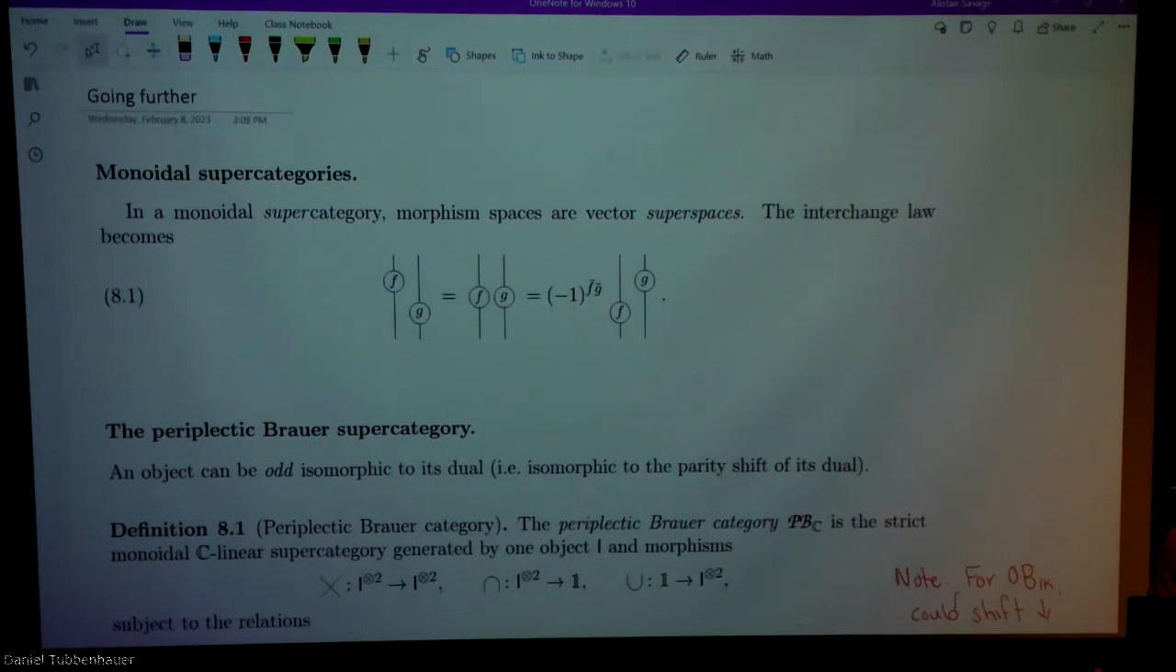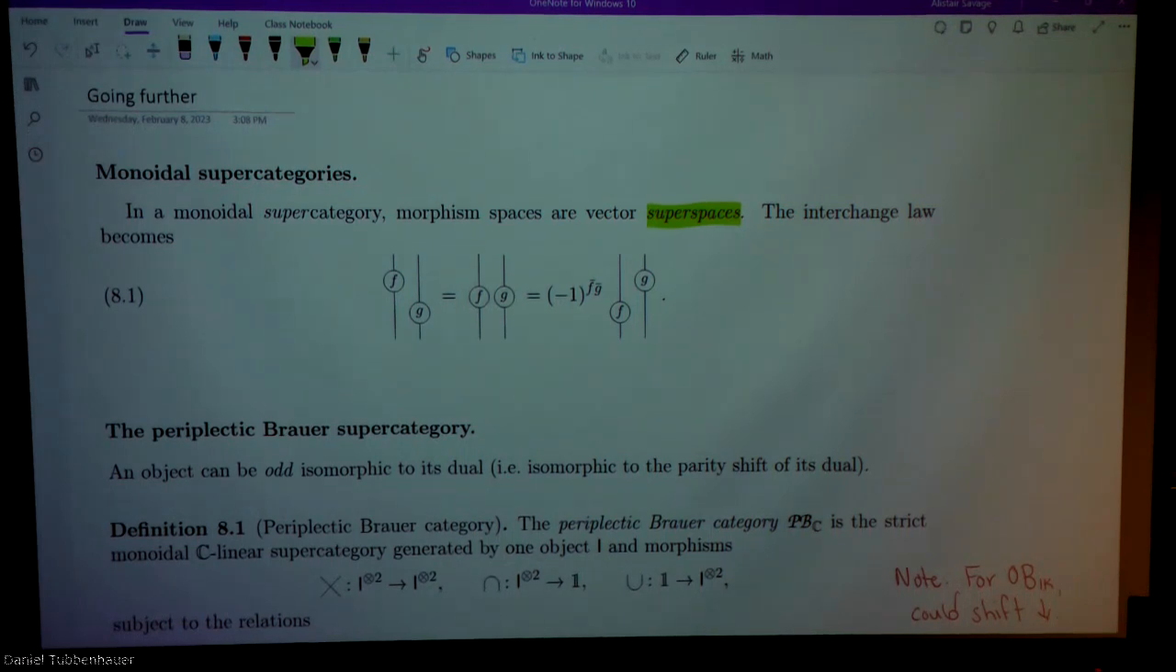Okay, so I wanted to conclude this course with some very brief remarks about how you can go even further. Once you start realizing that maybe the most appropriate setting is to work in the super world, then you back up and say, well, maybe from the very beginning I should have done everything super, even for the categories themselves. There's a theory of monoidal supercategories, which is not that different from the theory of monoidal categories that we discussed. There's just one minor thing: your morphism spaces are now vector superspaces, so your diagrams can be odd or even, or linear combinations of odd and even things.